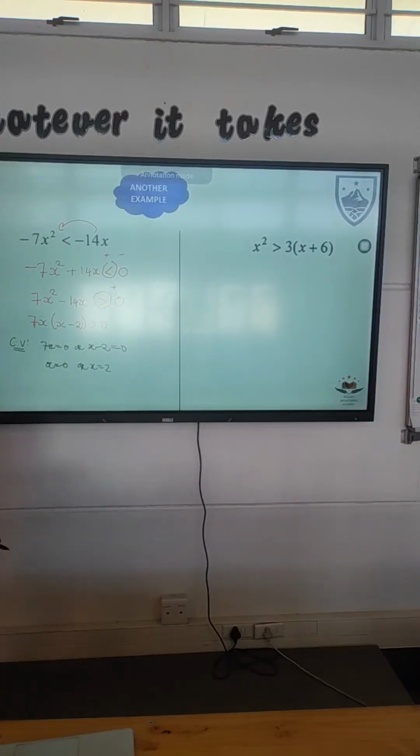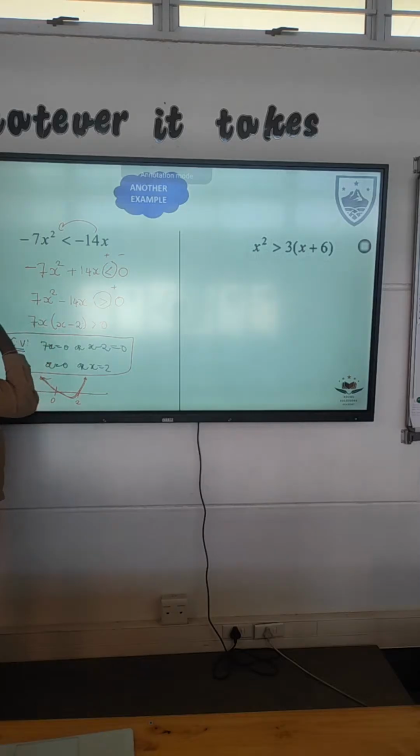Okay, and then let's go now to our solution. Remember, this is to help us with the critical values. So our solution will be here. The smallest one is 0 and the biggest one is 2. We're looking for something that is positive. The middle part will be negative.